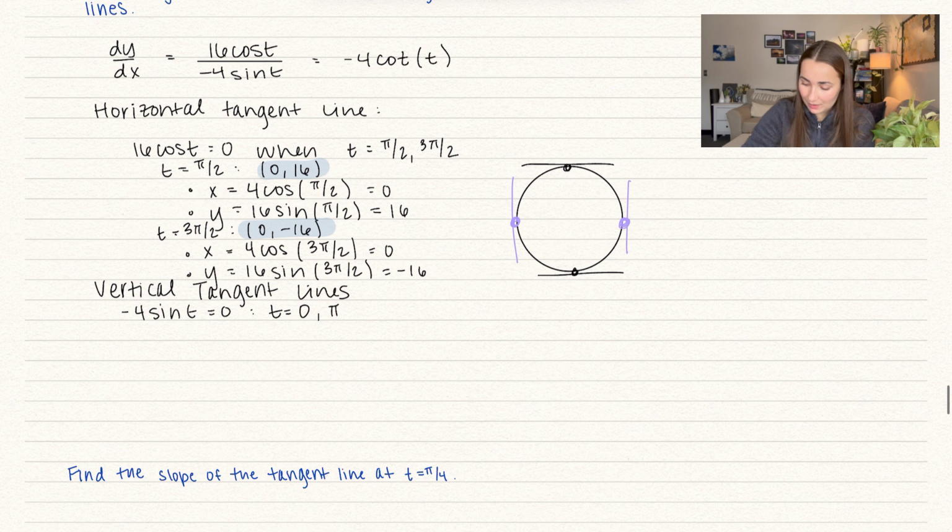So let's go ahead and talk about those actual points. You can either do it by graphing. So this is going to be 4, 0. This is going to be negative 4, 0. Or you can actually solve it out.